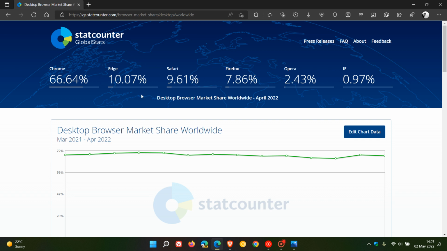10.07%. And then Chrome in March was 67.26%, and for April, 66.64%. So that's a slight decrease for the Google Chrome web browser.